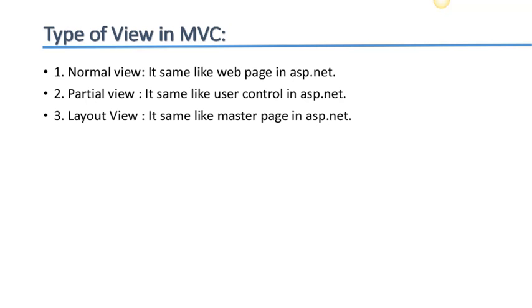So next one is why a view is required. In this tutorial we are only going to understand the normal view in ASP.NET MVC. The partial view and the layout view we are going to understand in the next tutorial of this series. So next one is why a view is required. The view is required if you want to display some user interface on the browser.